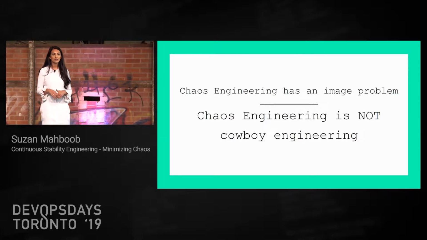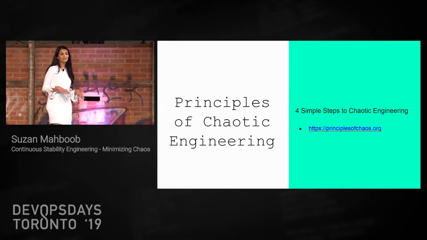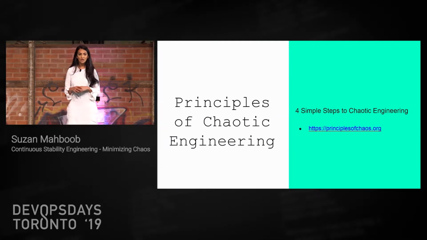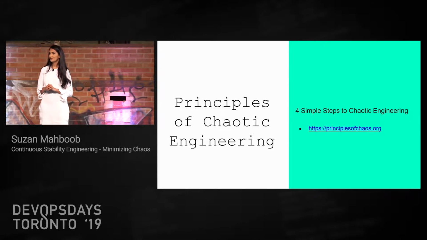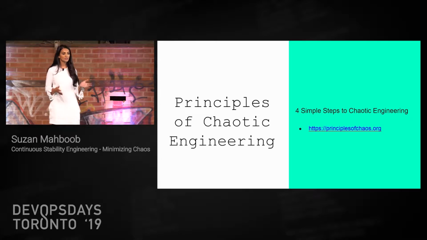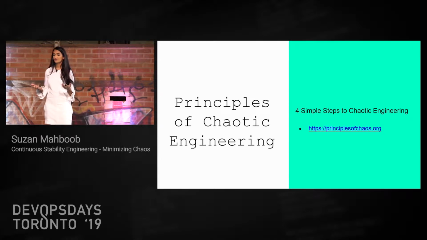I'm here to tell you that chaos engineering is not cowboy engineering. We're not trying to sell failure as a service. We need to learn our vulnerabilities, and we can't wait for a fire to set those alerts for us. Looking at the principles of chaos engineering, we can help learn to address some of our issues.